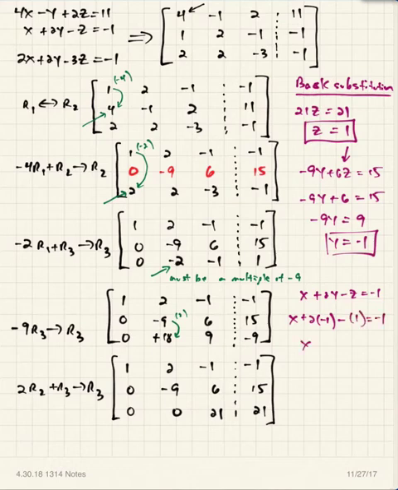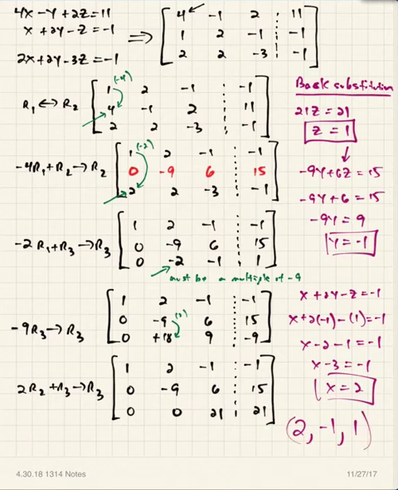And I get x minus 2 minus 1 equals negative 1. X minus 3 equals negative 1. Add 3 and you get x equals 2. And that would be my ordered triple solution, (2, negative 1, 1). Right, that is the ordered triple that makes all 3 of the original equations a true statement.